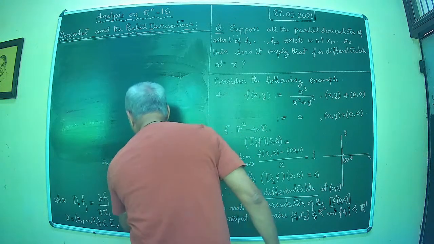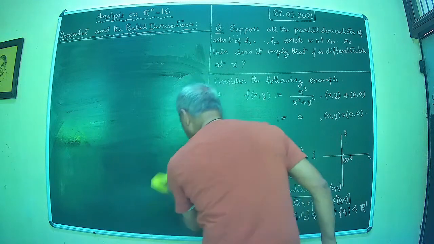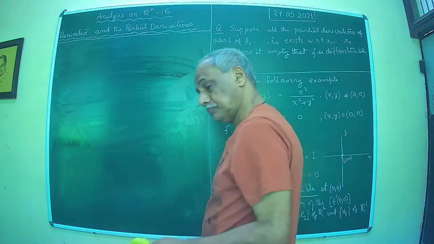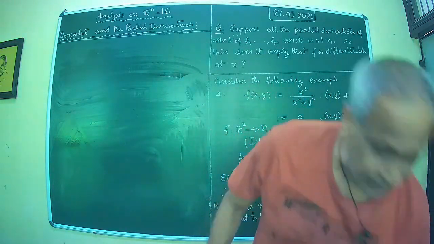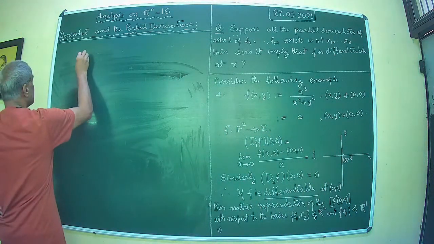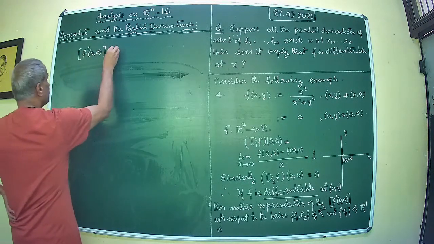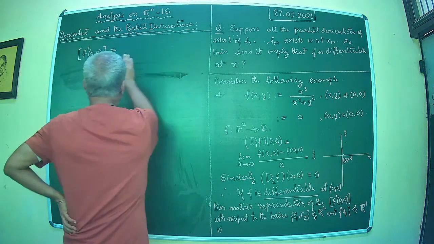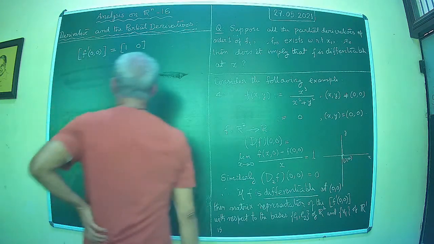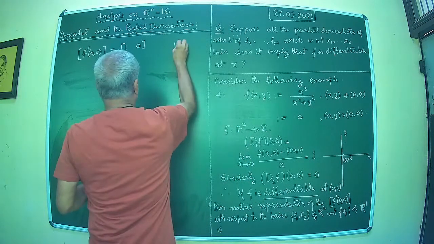Because it's a mapping from R2 to R, it's a 1 by 2 matrix, and the 1 by 2 matrix is given by, yeah, we will write it out, is (1, 0). It's a 1 by 2.